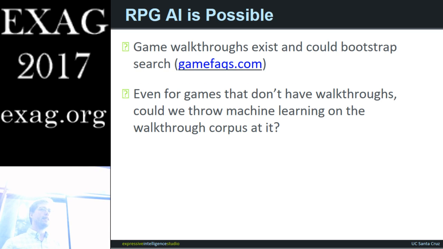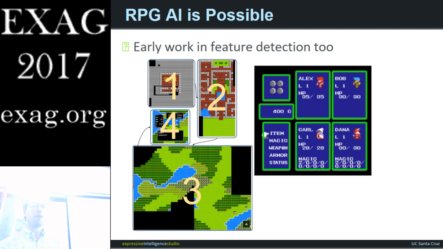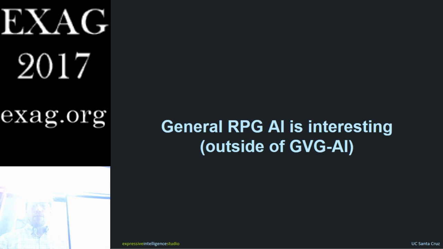We also have some really high quality corpora, right? Not only things like GameFAQs, but also YouTube long plays and videos of people playing games that we could use to bootstrap search. Even for games that don't already have these, maybe it's helpful to throw a neural net at a bunch of different walkthroughs, because it's possible that even different games have similar structures. We have some early work we show in the paper on feature detection, like automatic mapping or detecting windows and overlays where menus and stuff might be. So I think that it's doable.